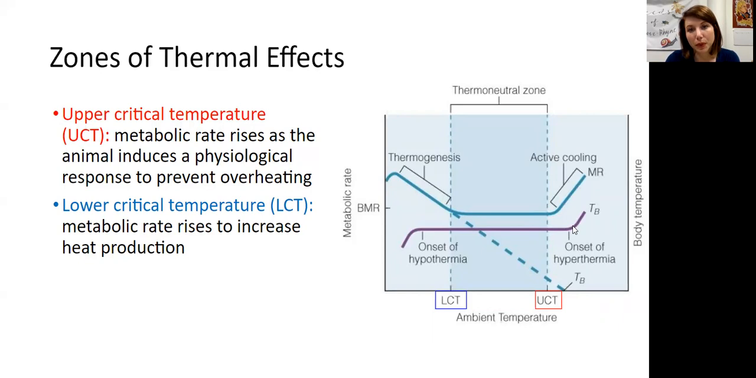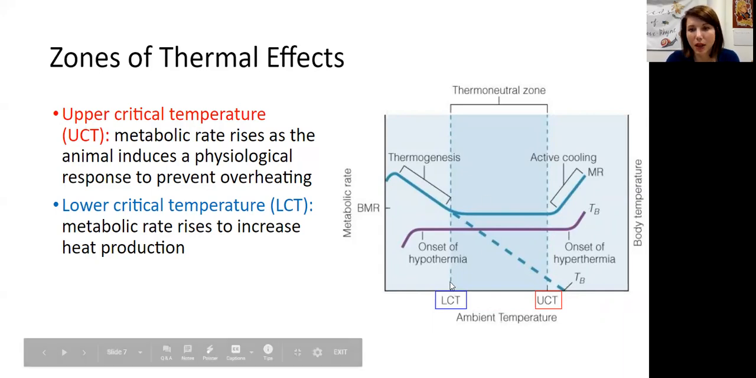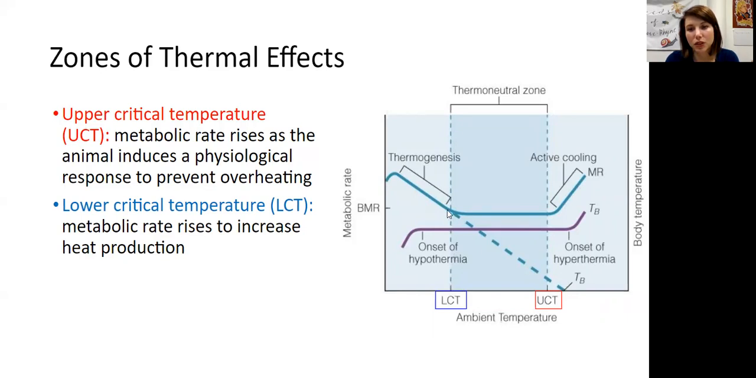But then there's going to be a point where that is no longer going to be enough. And at that point, the body temperature is going to rise. And once we get beyond this point, then their temperature is going to be outside of a range in which the animal can survive.